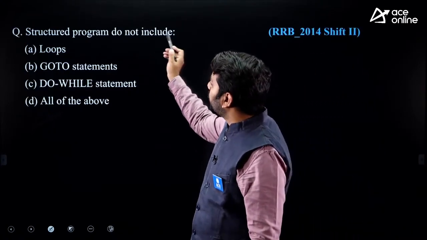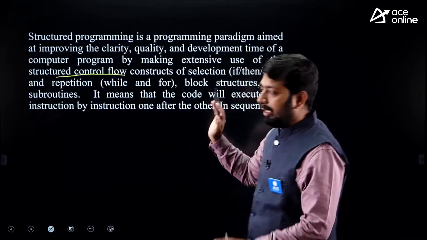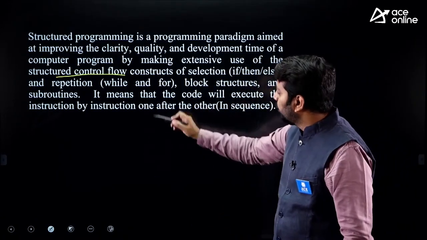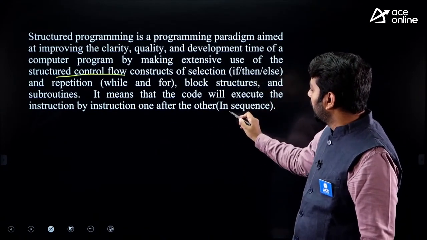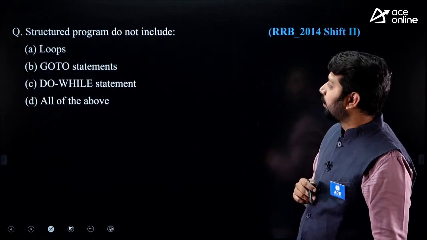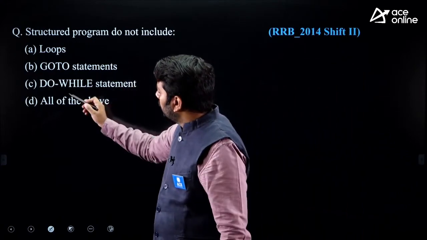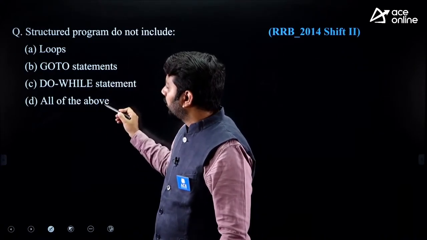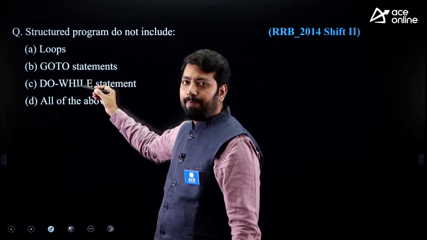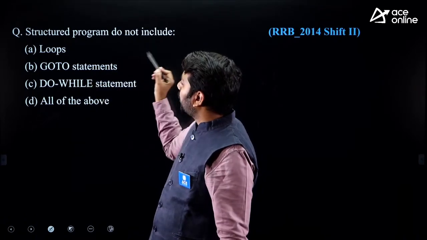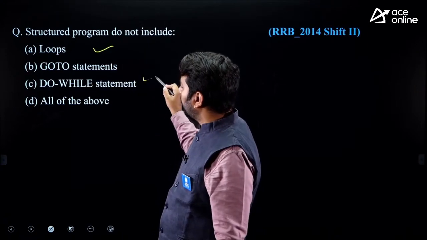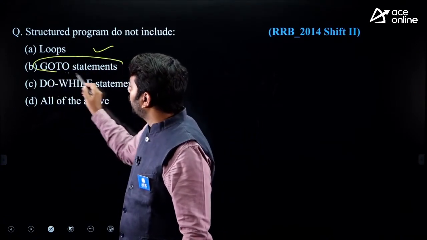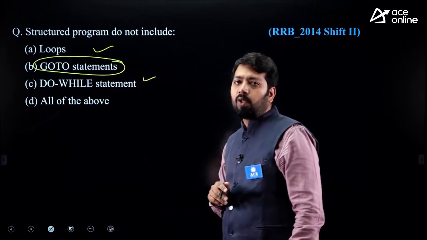A structured program does not include... Read it very carefully. It has selection, it has loop, it has block structure, it follows sequence. So let's see. Loops, the do while statement is nothing but a loop, so these two are the same. So what does it not have? It has loops, it has the do while loop, so all of the above is not possible. So the answer should be goto statement.